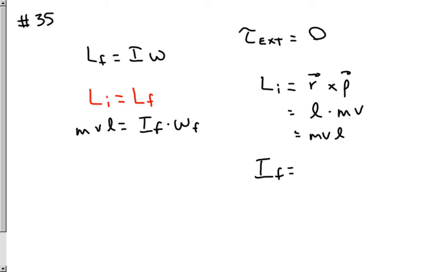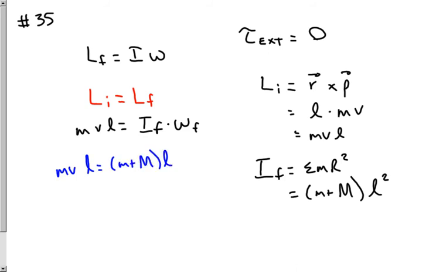Our I final, we can consider these to be point masses, since our rod is of negligible mass. So it will be the sum of mr squared. In this case, our mass is in the same location, and it is mass little m plus big M, and our r is L. So we end up seeing that mvL is equal to (m plus M) L squared times omega final. So we find that our final angular velocity of the system after the collision is equal to, one of the L's will cancel out, so we're left with mv over (m plus M) times L.